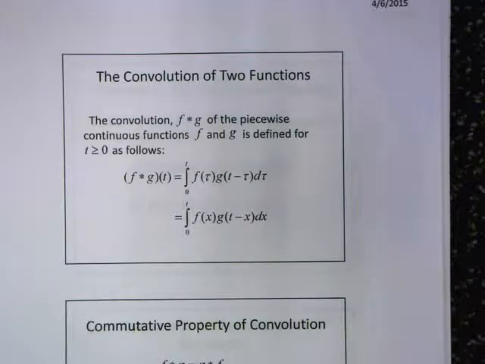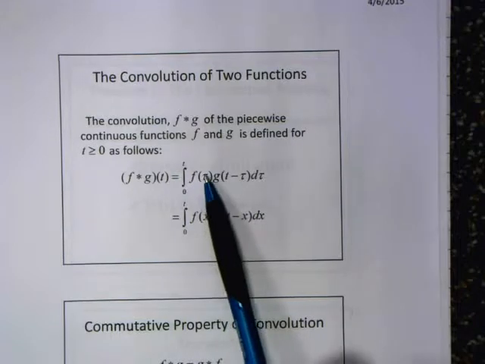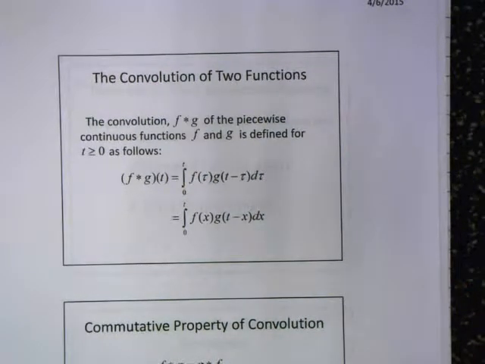The convolution of two functions. So remember, right before break, somebody said, boy, this class is getting convoluted. And I said, not yet. Very soon. Convolution. The convolution, f star g, of two piecewise continuous functions is defined by f star g at t is the integral from 0 to t of f of tau g of t minus tau d tau.